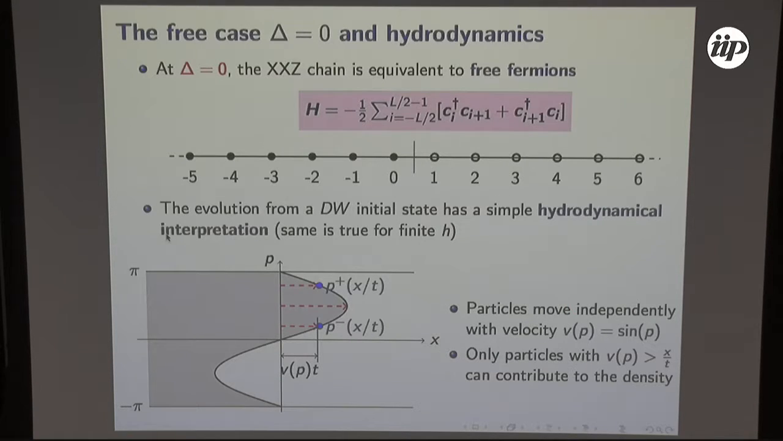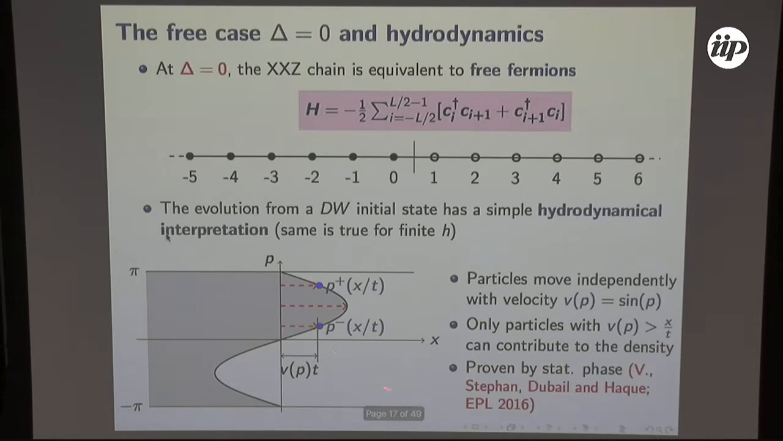Okay? So if you want to know what is the distribution of fermions at a certain position x after a time t, what you have just to do is integrate over all the fermions which have velocity larger than x over t, because they are the ones that came there. This follows from the exact solution, but it has a very simple interpretation.